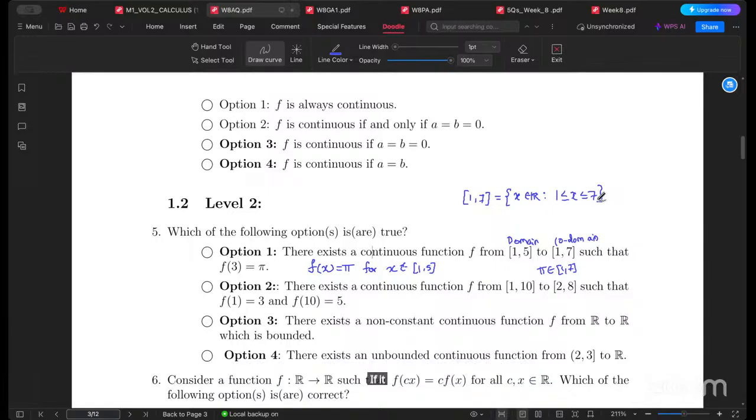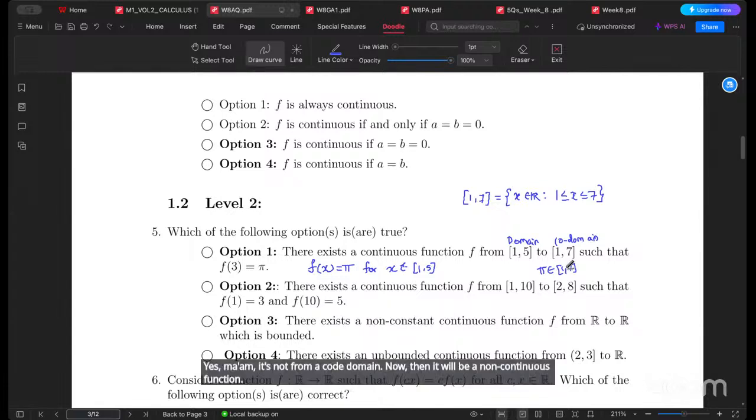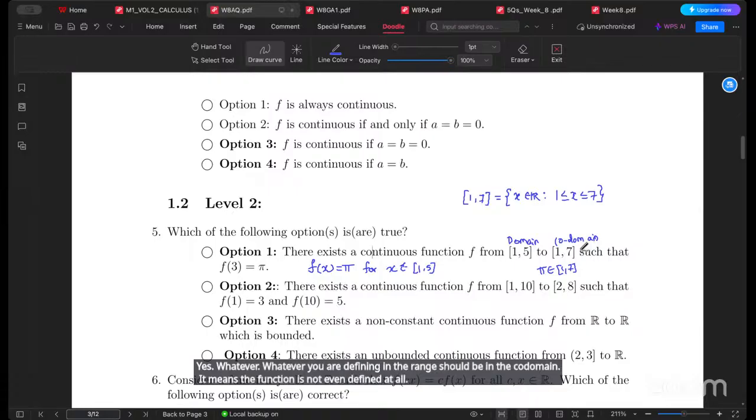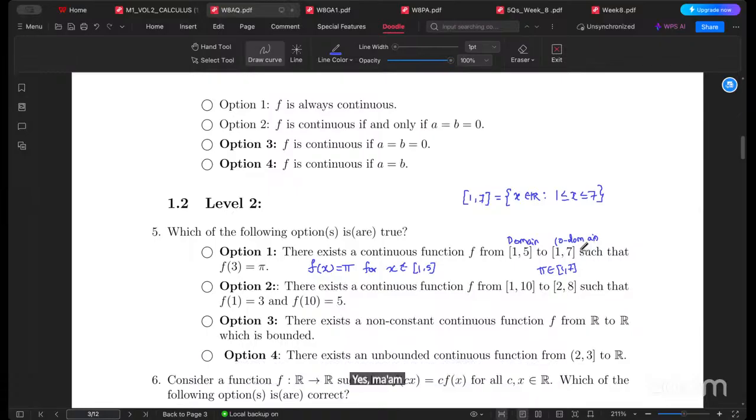If it is N, how will pi belong to that codomain? Yes, ma'am, it's not in the codomain. Whatever you are defining in the range should be in the codomain. It means the function is not even defined at all. Yes, ma'am. All right. So option 1, I hope it is clear.